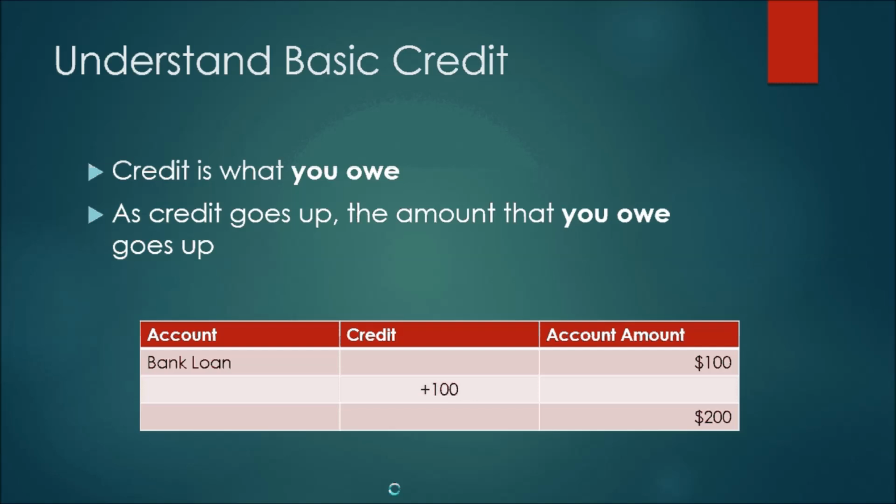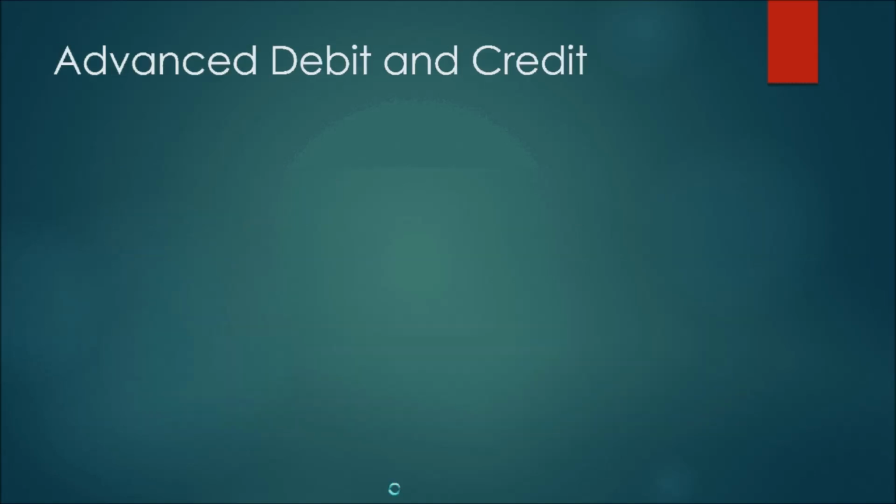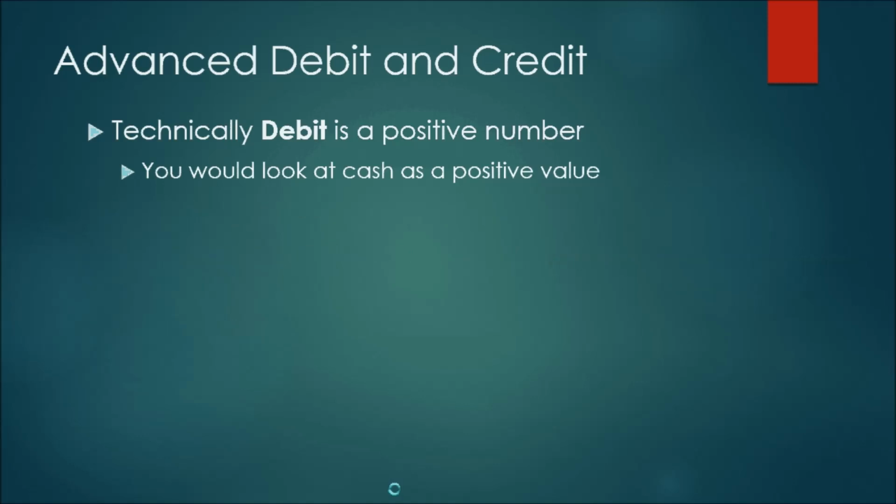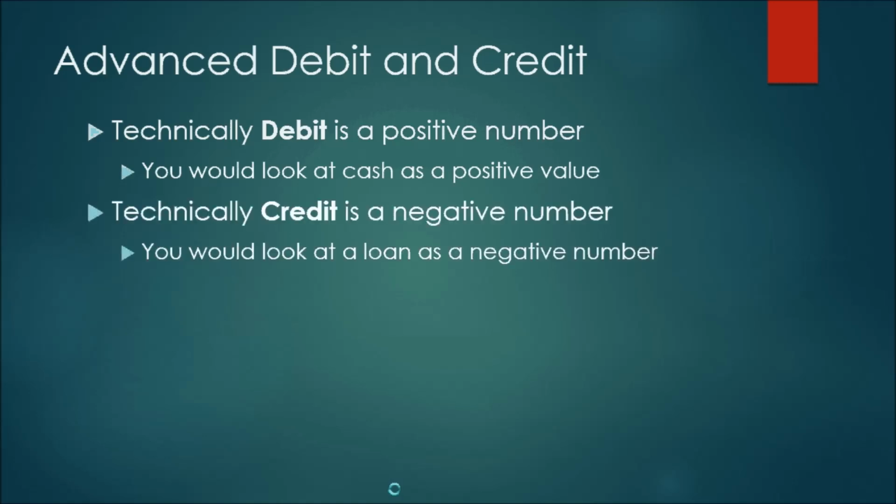And then there's advanced debit and credit, and that's basically when you use debit and credit to modify assets and liabilities, like to lower them. So basically, debit is a positive number because you would look at cash as a positive value. Credit is a negative number because you would look at a loan, something you owe to someone, as a negative number.